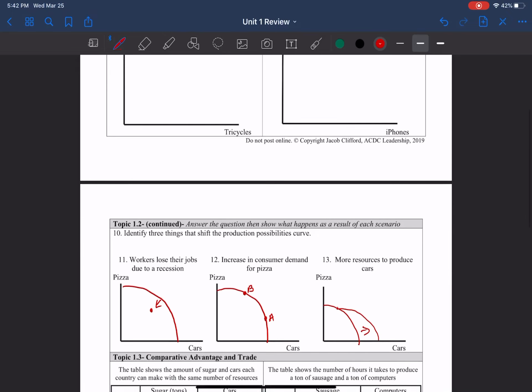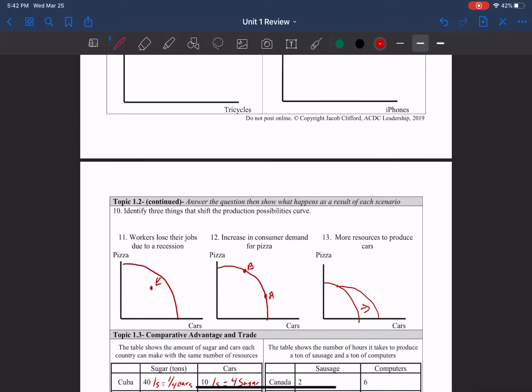Now moving on. 11. Workers lose their jobs due to recession. On the production possibility curve, that's the economy operating below 100%. So in this case, our point would simply lie within the curve. Now say there's an increase in consumer demand for pizza. You're simply going from point A to point B with more pizza being produced.